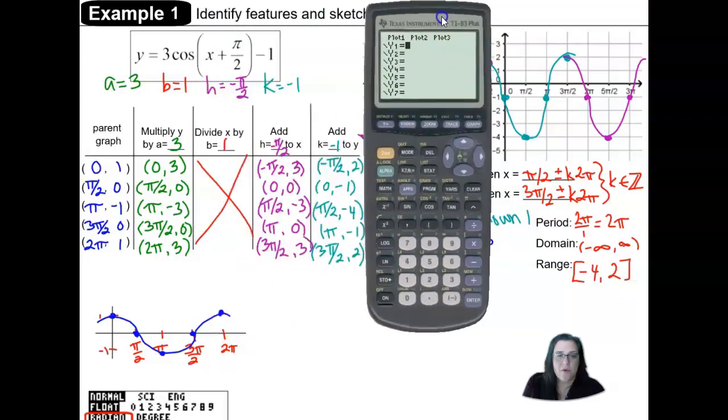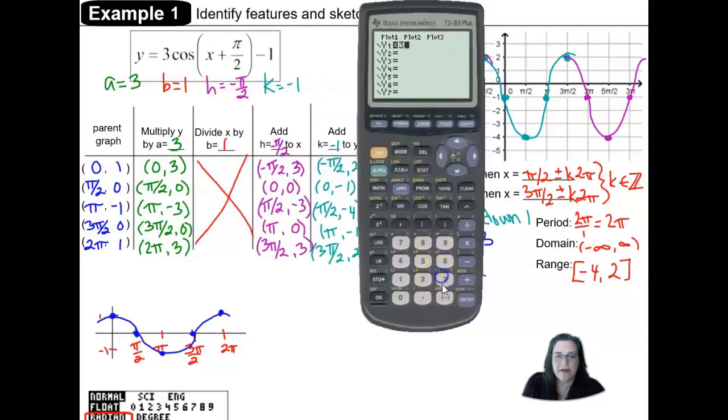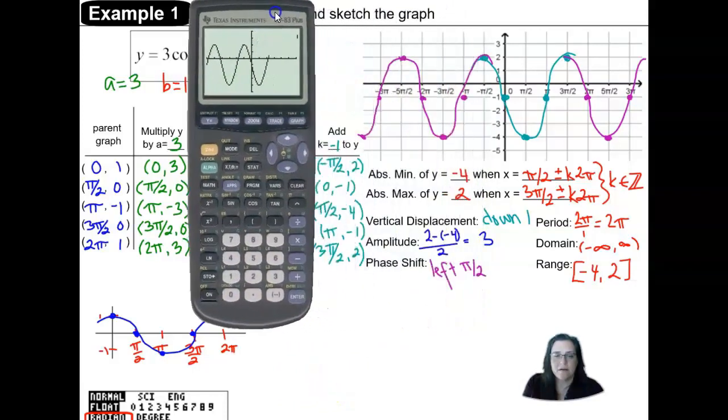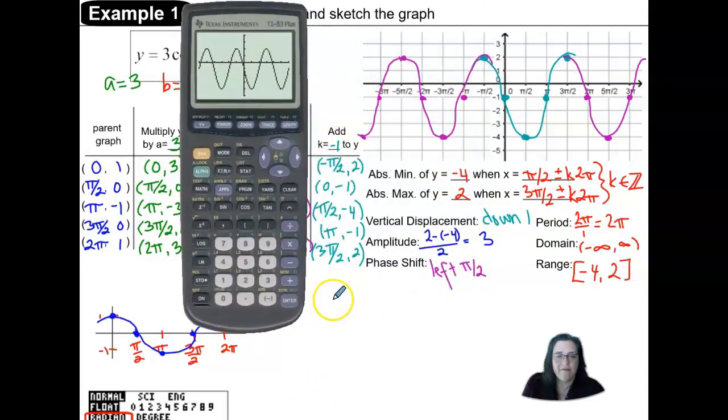Now we'll go to the y equals and put in our function 3 cosine of the quantity x plus pi over 2, and then -1. And then we'll click on graph, and here comes our sketch of the graph. And if we hit trace, we can type in an x and see if we get the y that goes with it.